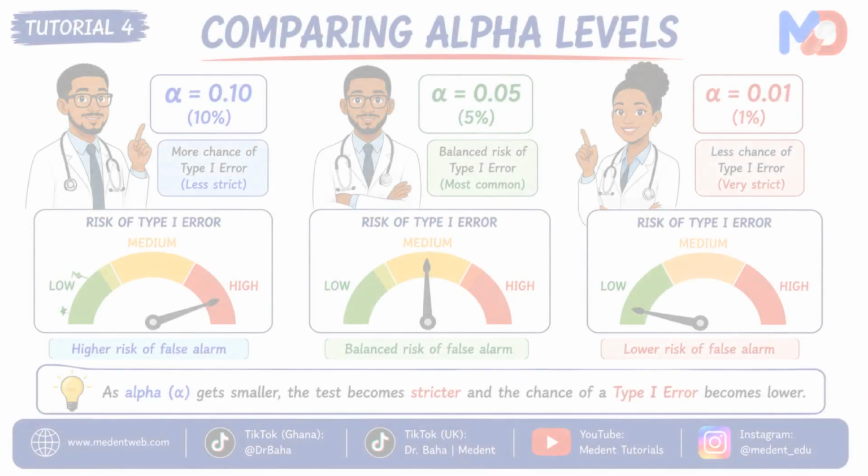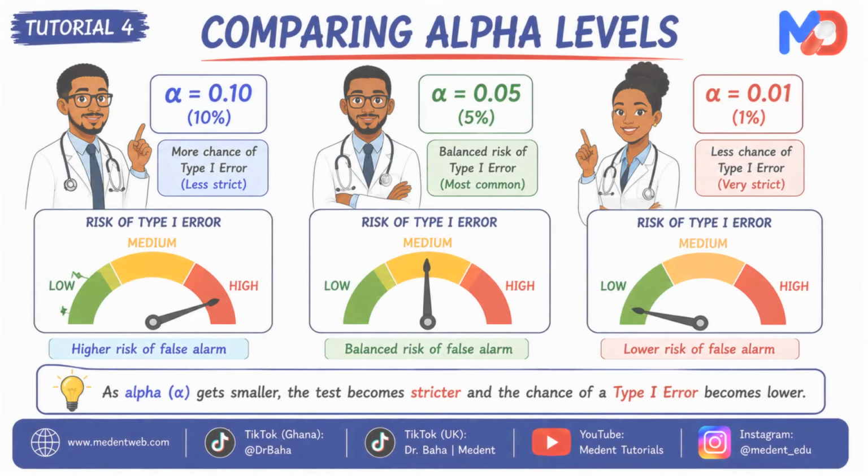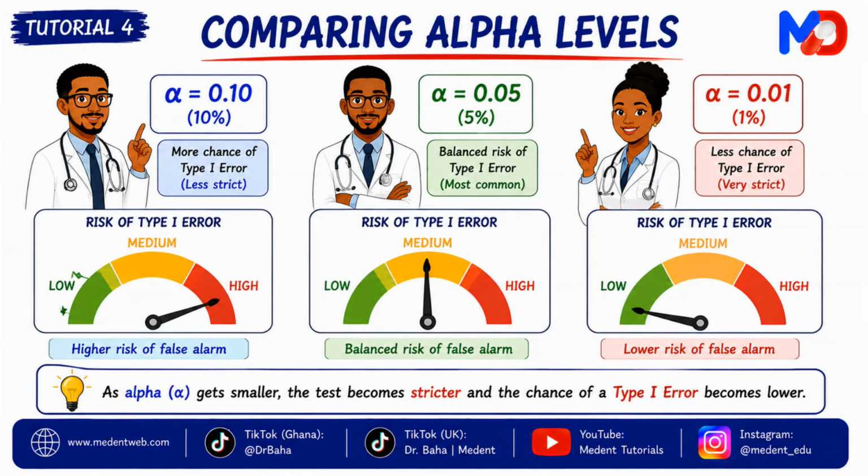Now, as alpha becomes smaller, the evidence required to reject the null hypothesis becomes stronger. Lower alpha values reduce the chance of false positives, but make it harder to detect real differences.